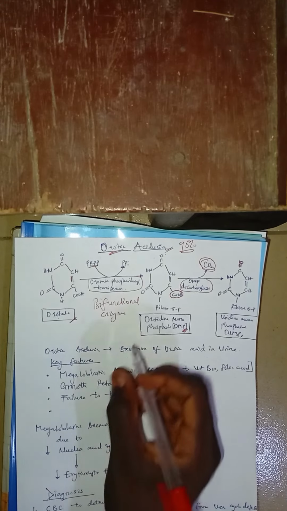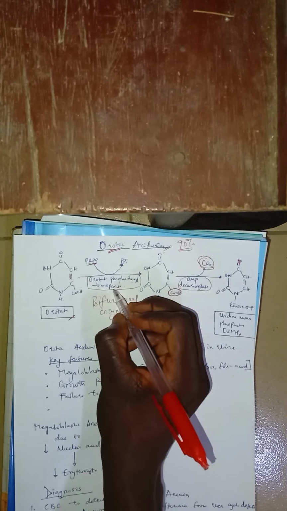For orotic aciduria, the enzyme that is defective is this enzyme and this enzyme, these two enzymes. These two enzymes are also called a bifunctional enzyme. There are two enzymes in one. So orotic aciduria is a result of a defect in the gene responsible for the synthesis of this bifunctional enzyme. The bifunctional enzyme consists of two enzymes. What are they? Orotate phosphoribosyl transferase and OMP decarboxylase. If these two enzymes are defective, the person will come down with what? Orotic aciduria.